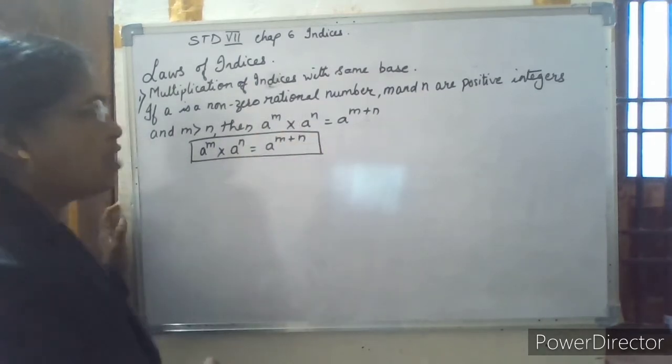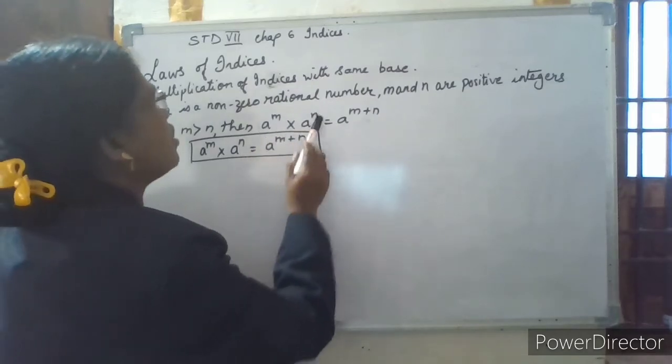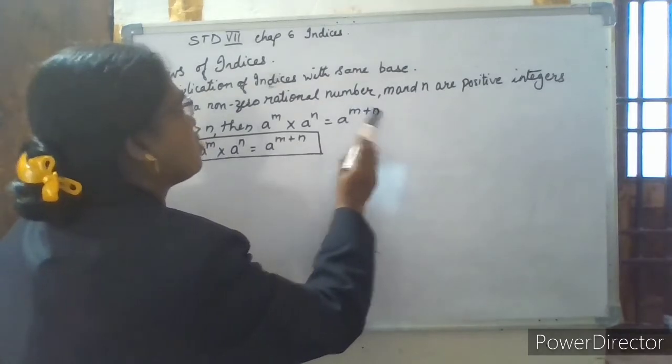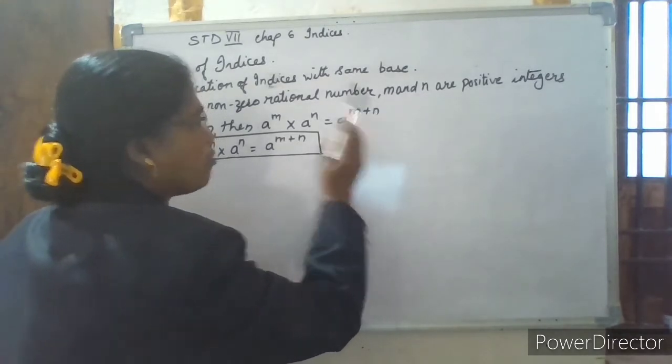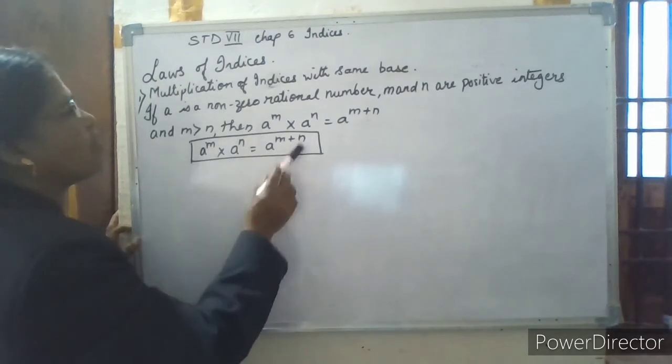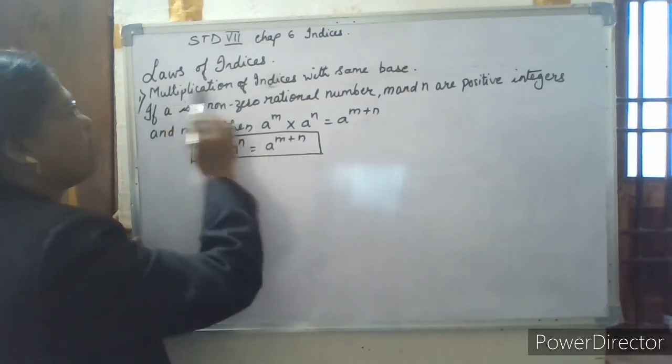So a raised to m into a raised to n is equal to a raised to m plus n. The powers or the exponents we can add. Therefore, this is the formula which we have to use for multiplication of indices with the same base.